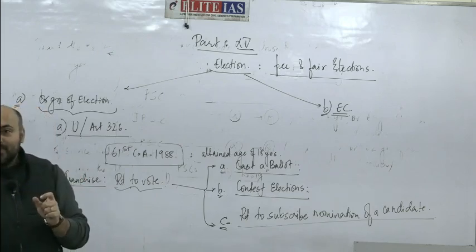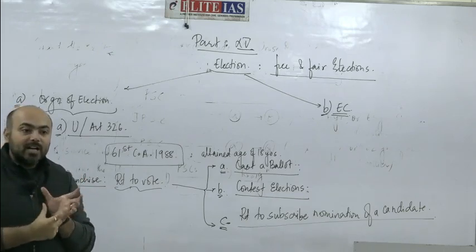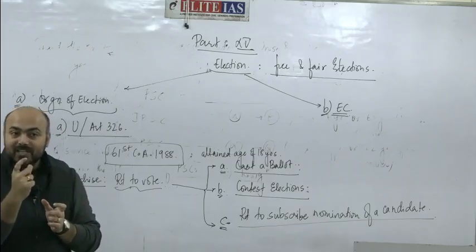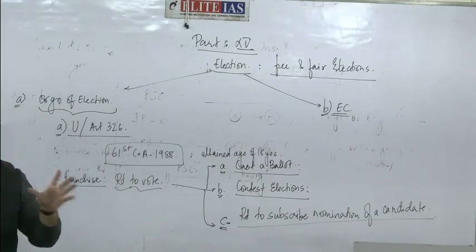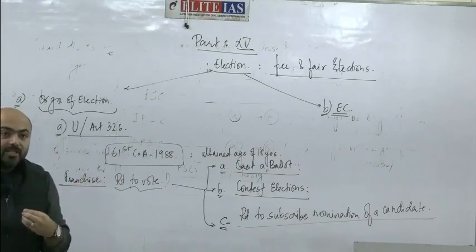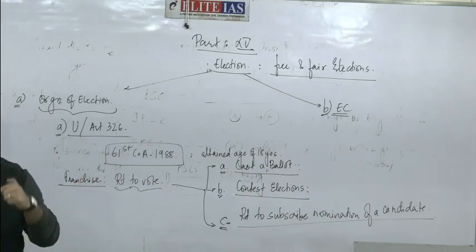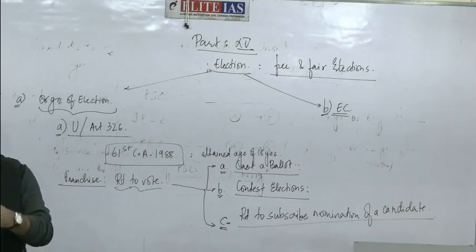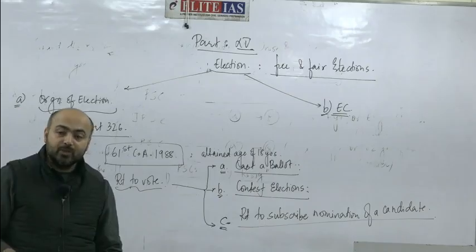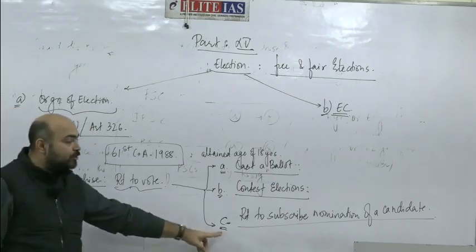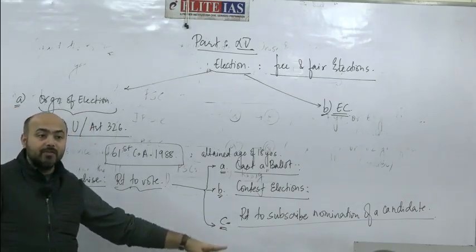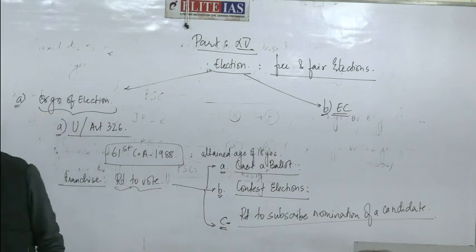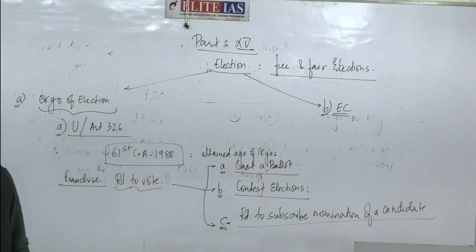Do you know what is EPIC number? Every voter card has an EPIC number, and that number is presented. When I present that number, it means some individual is subscribing my nomination in that particular constituency. So as a voter, I also have the right to subscribe the nomination of an individual in the constituency. Clear? This is what is meant by right to vote.